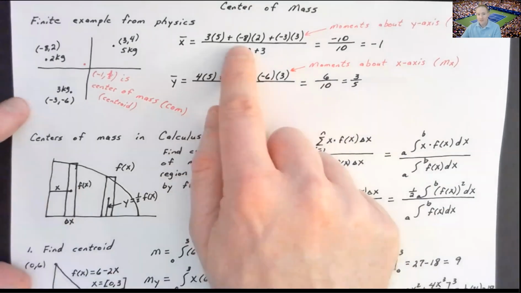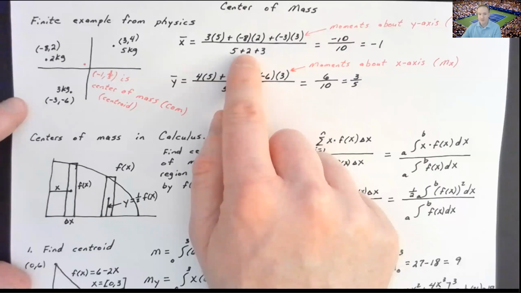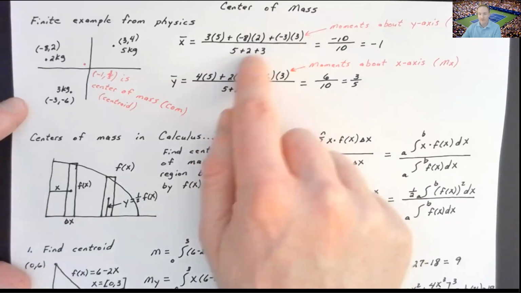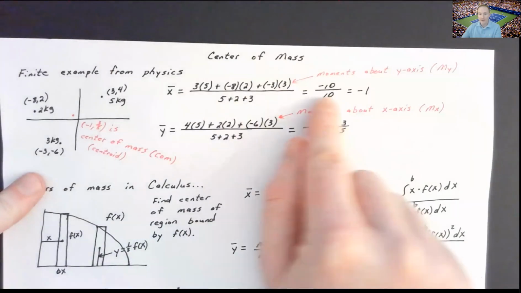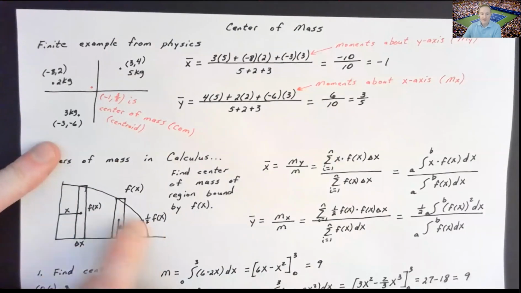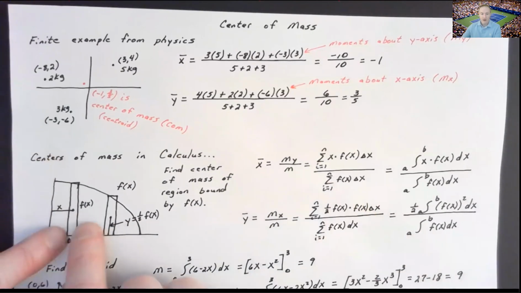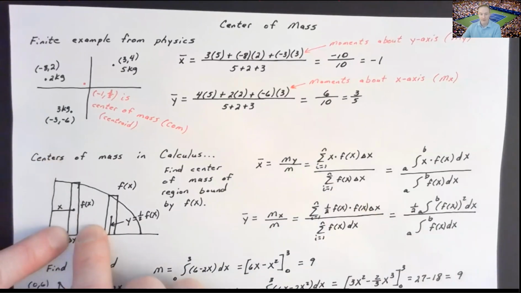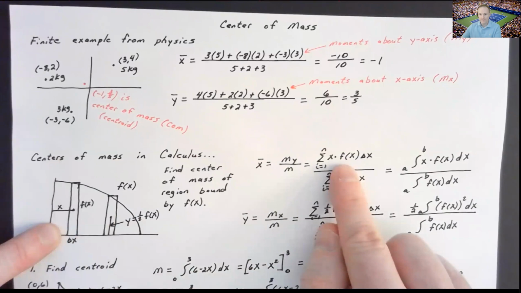Now, just like up here, you can't simply say it's the moment about the y-axis. You're going to have to divide by the sum of the masses. Well, what's the sum of the masses of this area underneath f of x? It's the summation of all of the rectangles, the summation of f of x delta x from 1 to n.